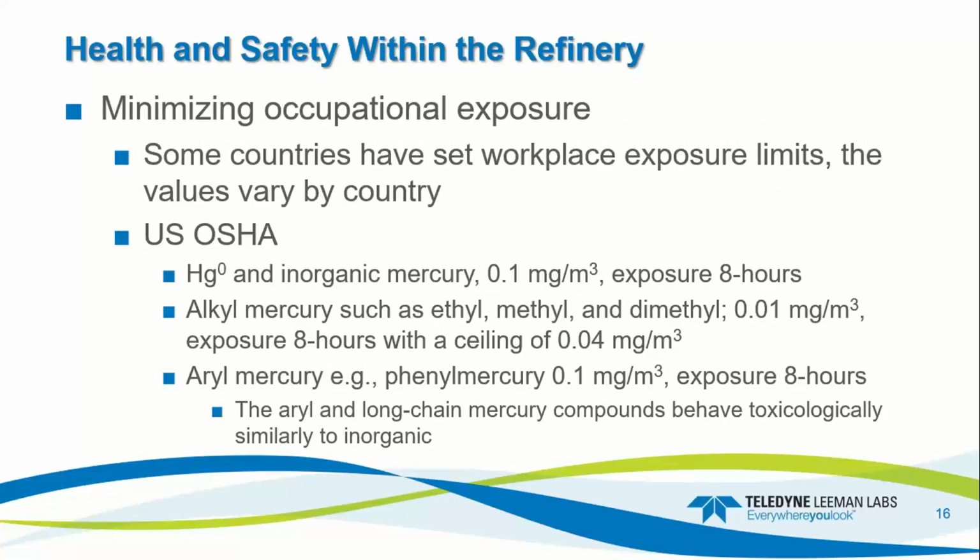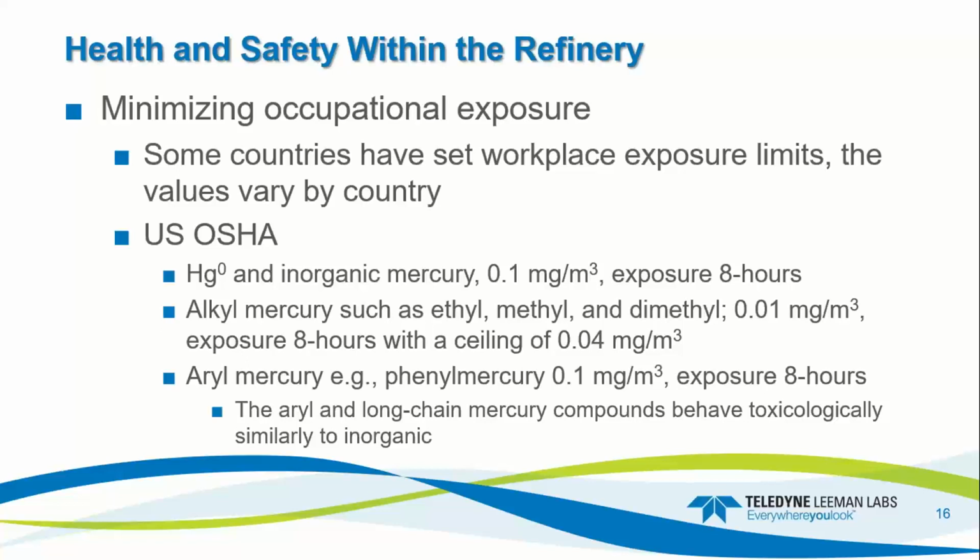So how do we minimize exposure? Some countries have set workplace exposure limits, and those values vary by country. Here in the U.S., OSHA has set elemental mercury, inorganic mercury, to 0.1 milligrams per cubic meter. And that's an average weighted exposure over 8 hours. Alkyl mercury, this is your organic mercury, such as ethyl, methyl, and dimethyl, is 0.01 milligrams per cubic meter over a weighted average over an 8-hour exposure.